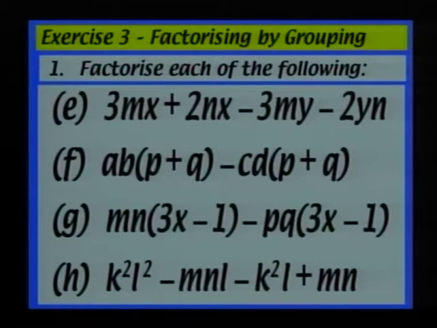And then letter H. L minus 1 multiplied by k squared L minus mn. Okay, good. L minus 1 times k squared L minus mn. Any questions on that exercise on grouping?